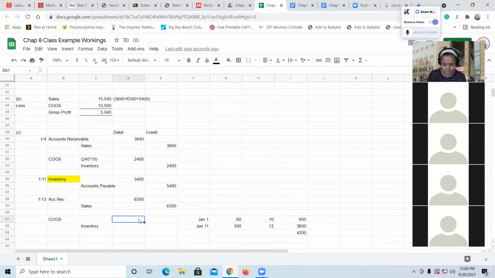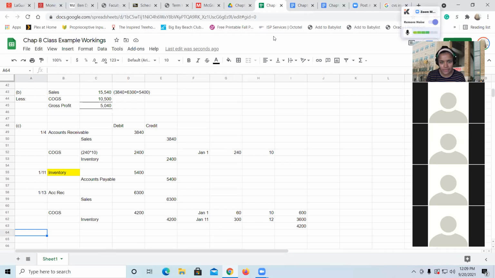So we have to split this cost of goods sold between items that were left over from January the 1st and items that were purchased on January the 11th to get to a cost of goods sold of 4,200. And this is how that number is made up. If you're confused, this was all January the 1st, 240 at 10. And together, these two numbers make up the 300 total units from January the 1st. Anything else that someone needs to ask me about this? Okay, you can still ask in the chat if you want to.